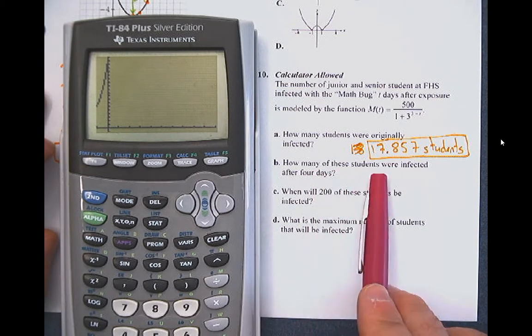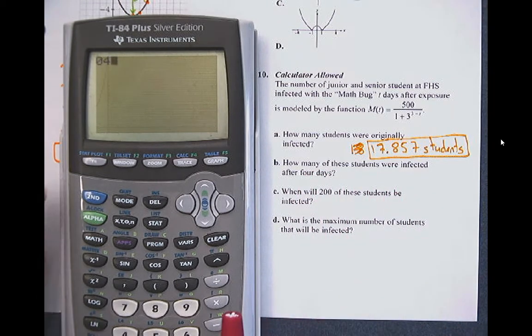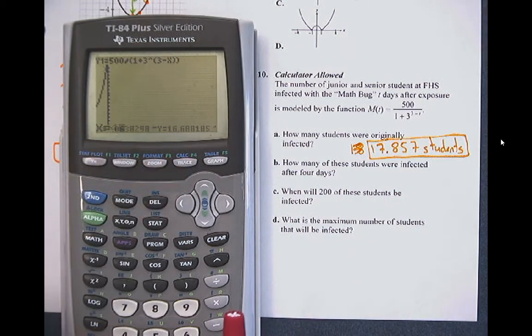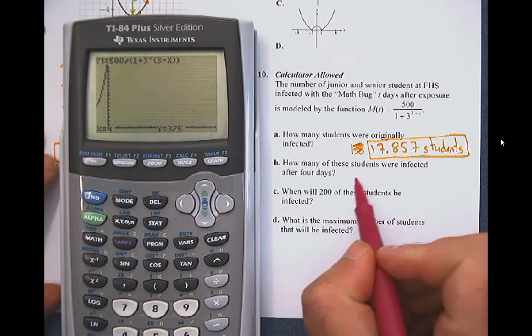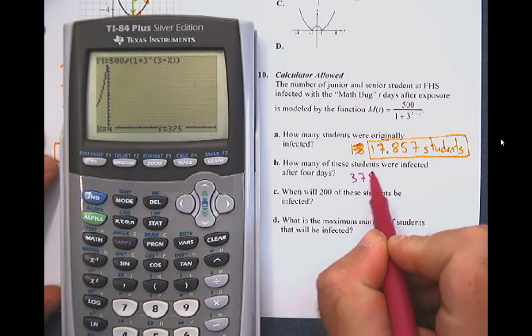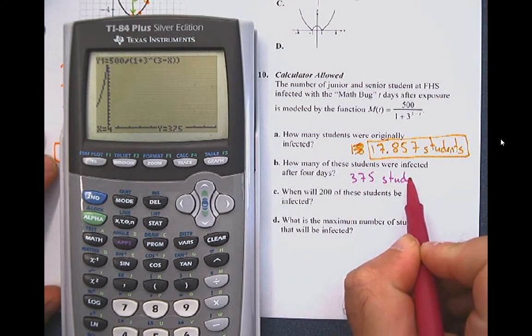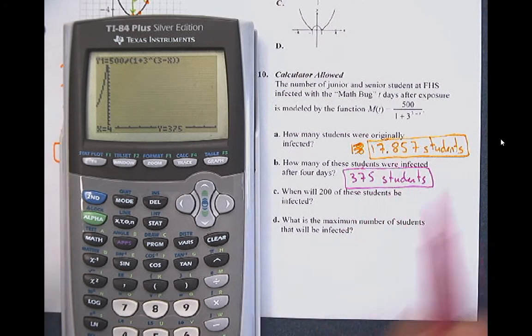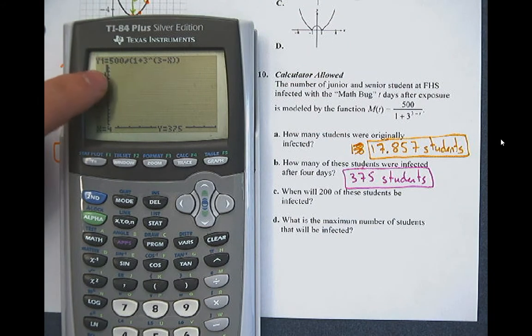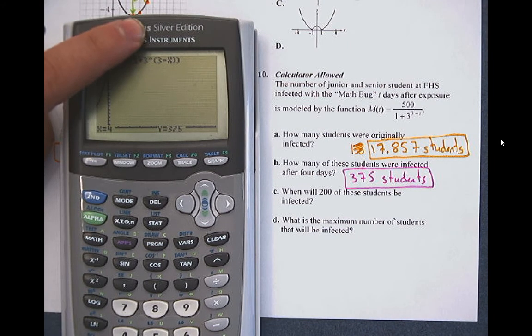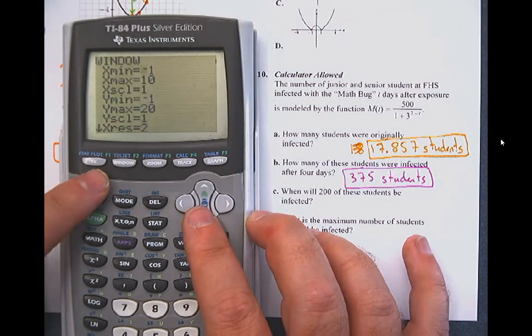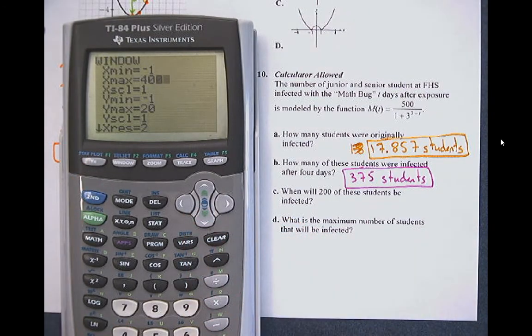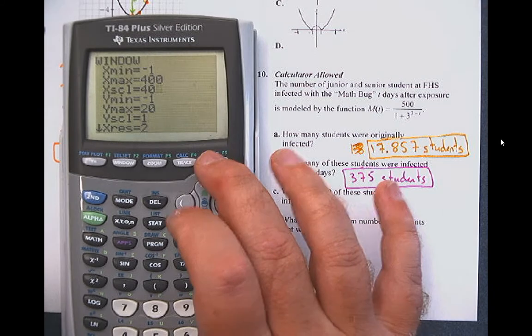Let's see how many were infected after 4 days. So I'm going to hit trace. I'm going to go to 4. So there were 375 students infected after 4 days. So my window is definitely not very good because after 4 ticks, it should be up at 375. I want to mess around with my window a little bit. So let's go up to 400. We'll count by 40s.